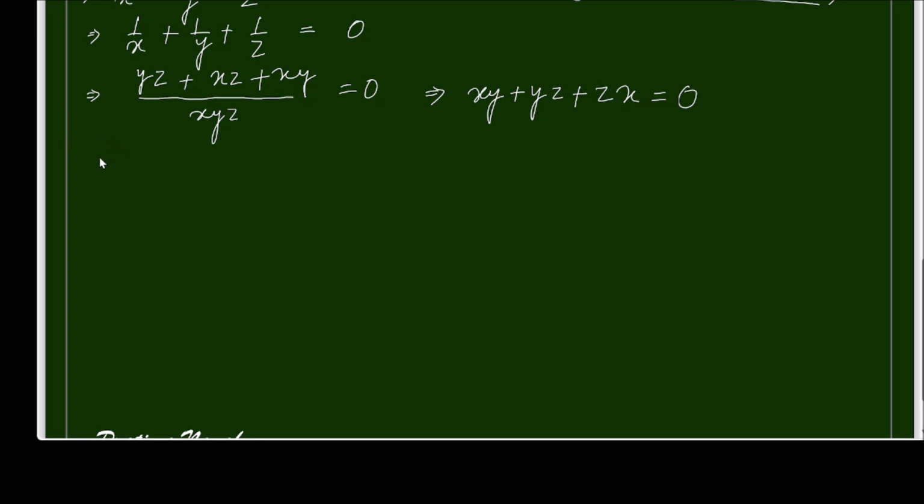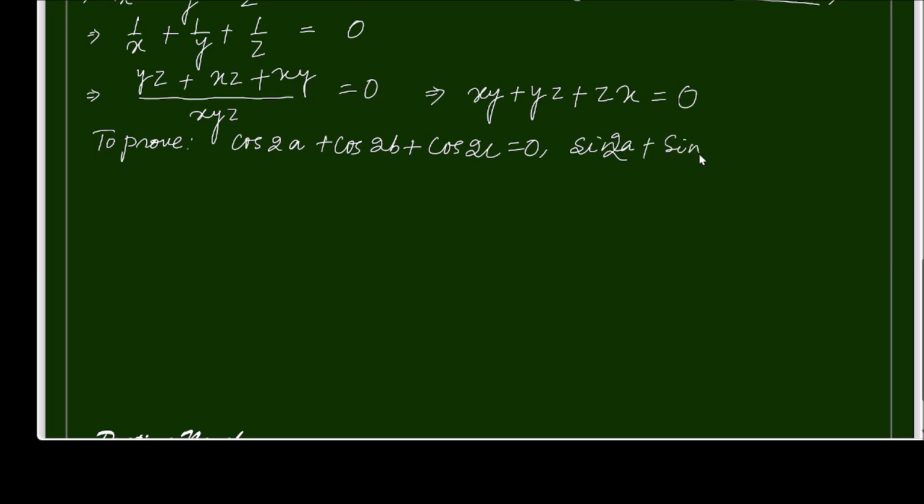Now we have to prove that cos 2A plus cos 2B plus cos 2C is equal to 0, as well as sin 2A plus sin 2B plus sin 2C equals 0.